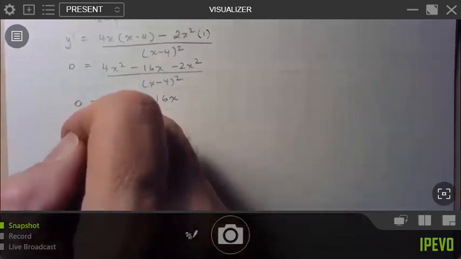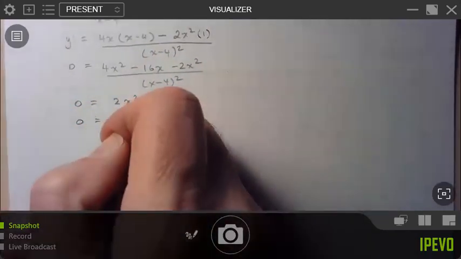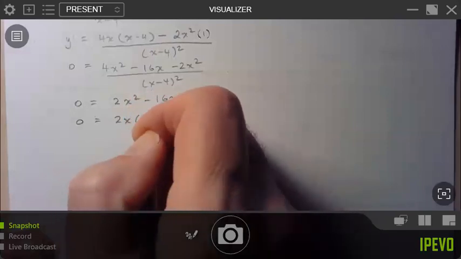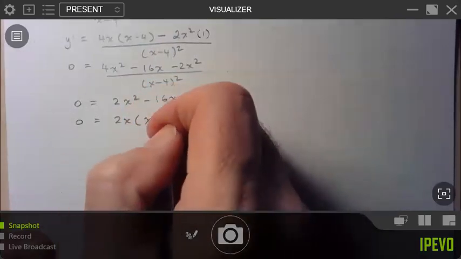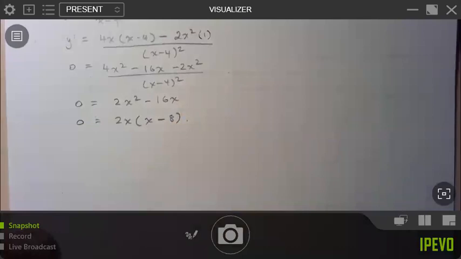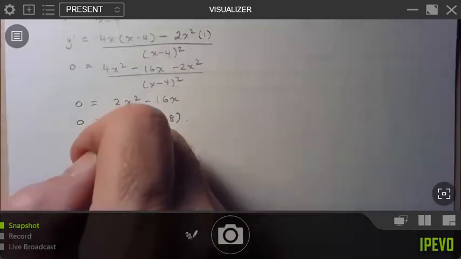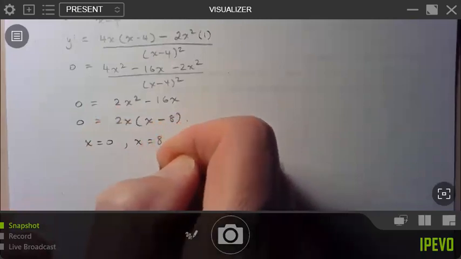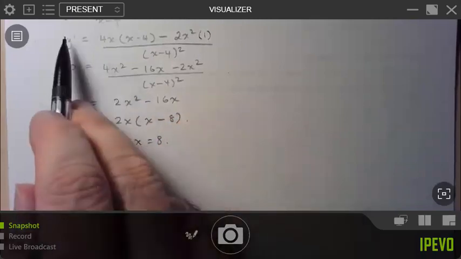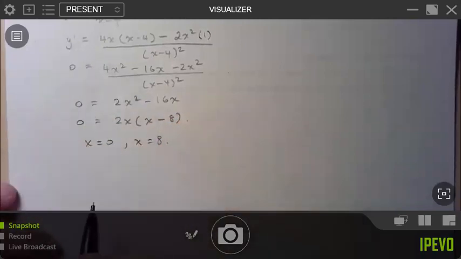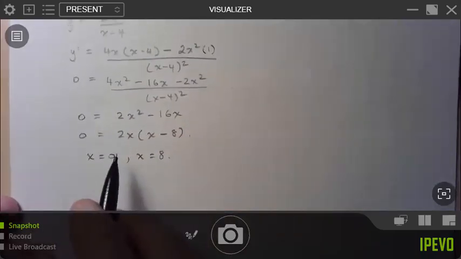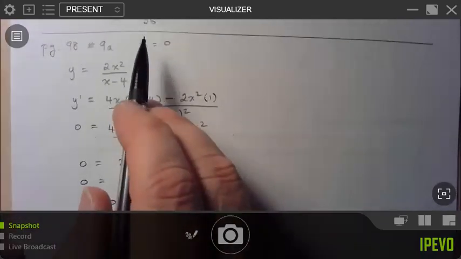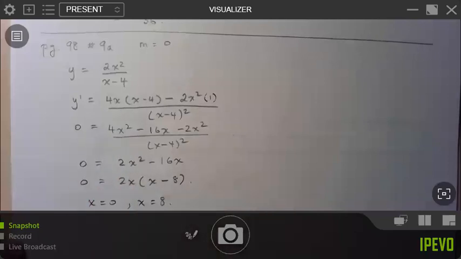And this is a nice, easy equation to solve. All right, so let's do that here. I'll factor out the 2x, and what am I left with? I'm left with x minus 8. Okay, so it turns out that when x is equal to 0 or x is equal to 8, my derivative is going to be equal to 0. All right, and that means that the slope of the tangent at that point is going to be equal to 0, which is what I'm looking for.